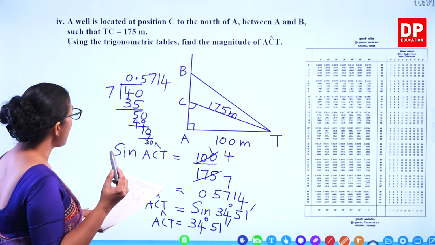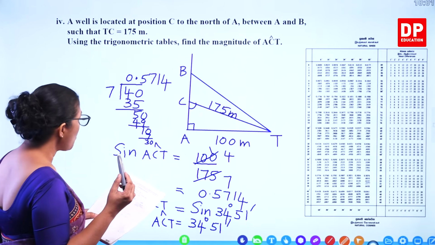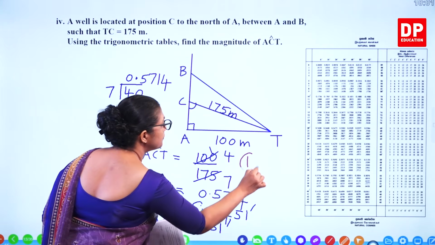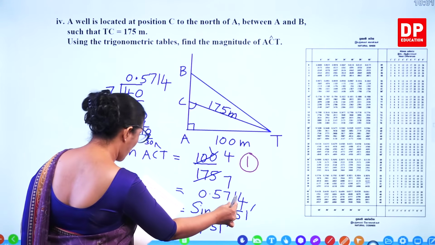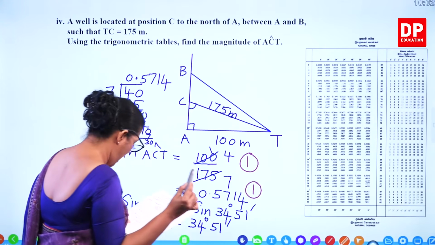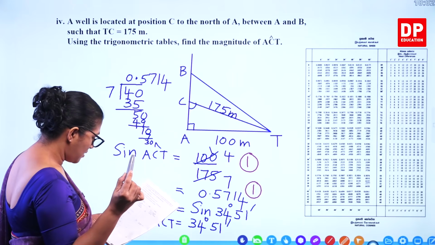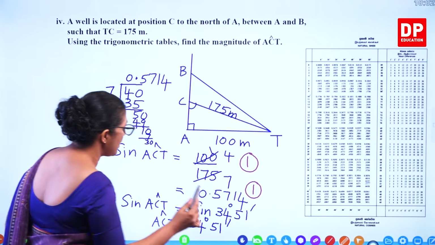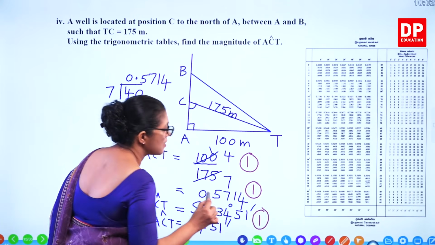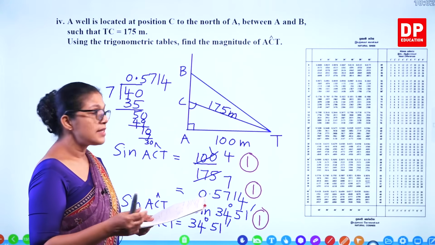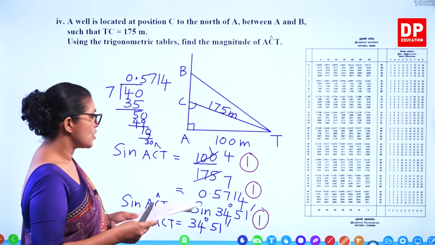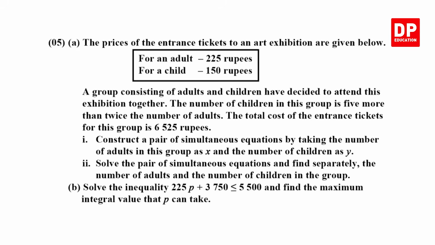So taking the sine ratio, that's 1 mark. And getting 5.7141, 1 mark, and the correct angle 34.51, that's 1 mark. So 3 marks for this step. So that's how you can get 10 marks for this question. Now you can try question number 5.